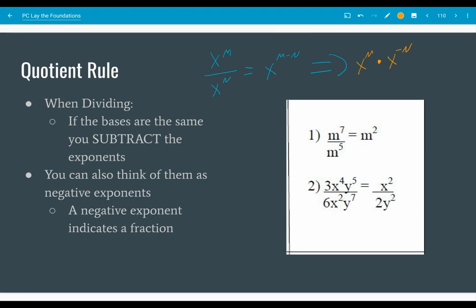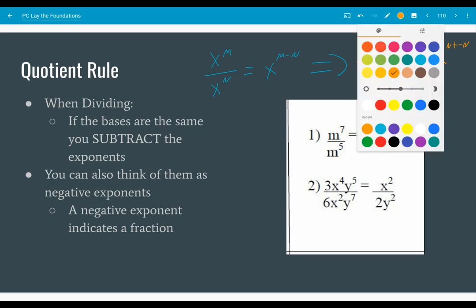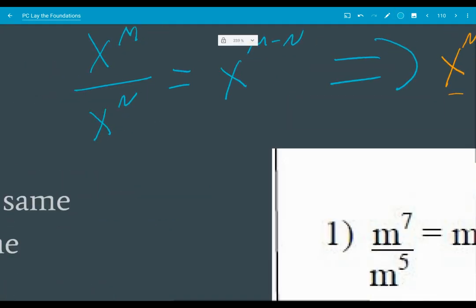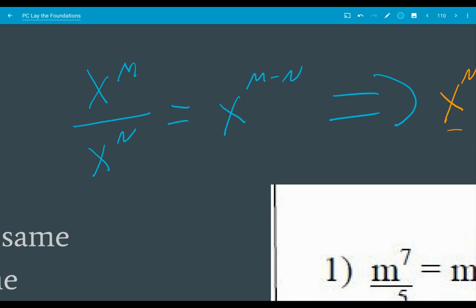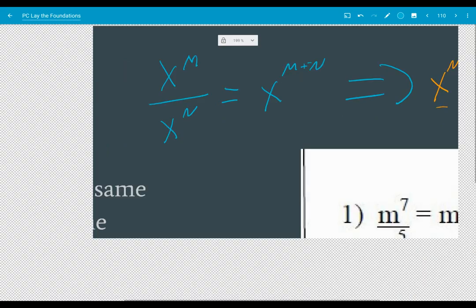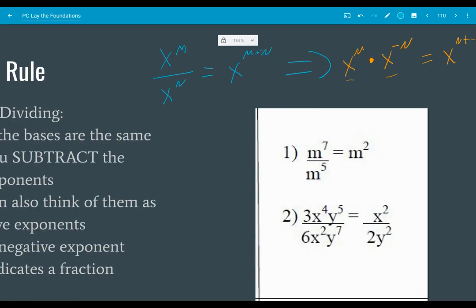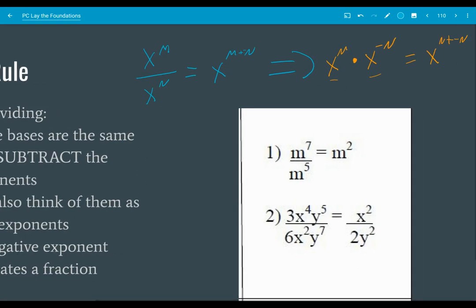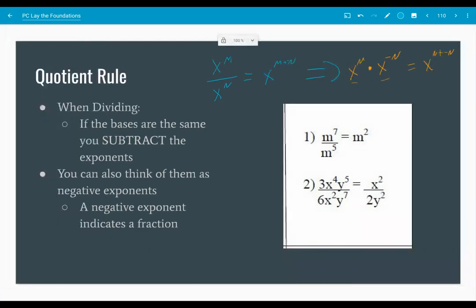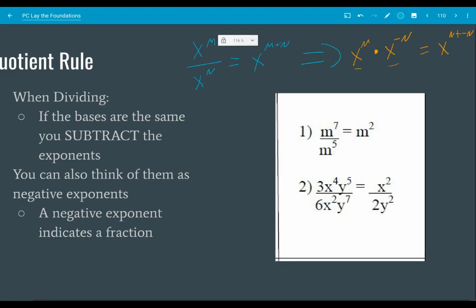Now, in the product rule, we saw that if bases are the same, add the exponents, so we get x to the m plus negative n. If we go back and look at what we had before, remember subtraction doesn't exist, you're going to add the opposite, and then those two are indeed the same thing. So that's the two different ways you can think about the quotient rule in dividing exponents.